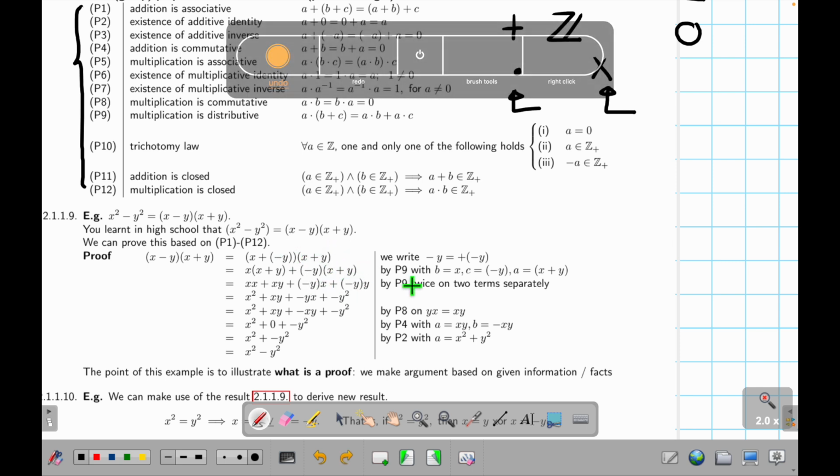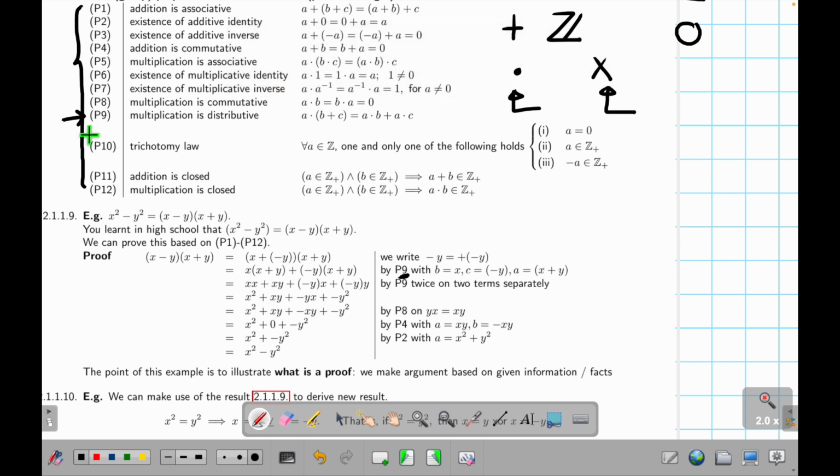And what is this thing? This thing is P9. It's called multiplication is distributive. So A times a bracketed thing is the same as I do this. Then what's next? I have this form and this form. I'm going to redo this again. So x goes into here, the negative y goes into here, right? So I have this one.